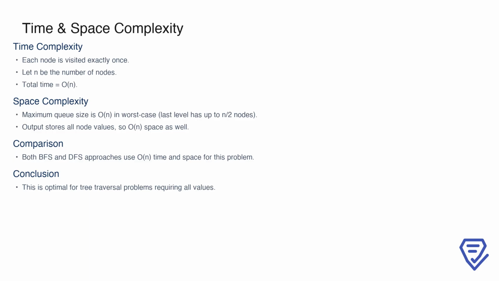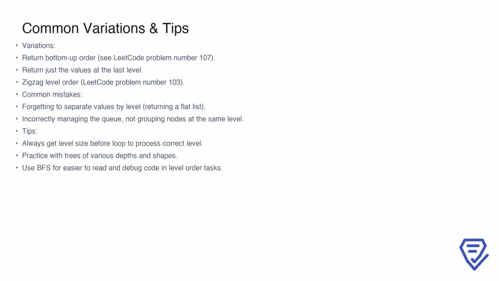Here are some practical tips and common variations to watch out for with LeetCode problem number 102. Related problems may ask you to return levels in bottom-up order or in a zigzag pattern. A common error when implementing this solution is to accidentally mix nodes from different levels, perhaps by not taking the current level size at the start of each loop. When working on variations, pay special attention to how values are grouped and ordered. In interviews, be ready to discuss these modifications and how your current solution could be adapted. Practicing with trees of different shapes and depths can help solidify your understanding and improve your coding speed and reliability.